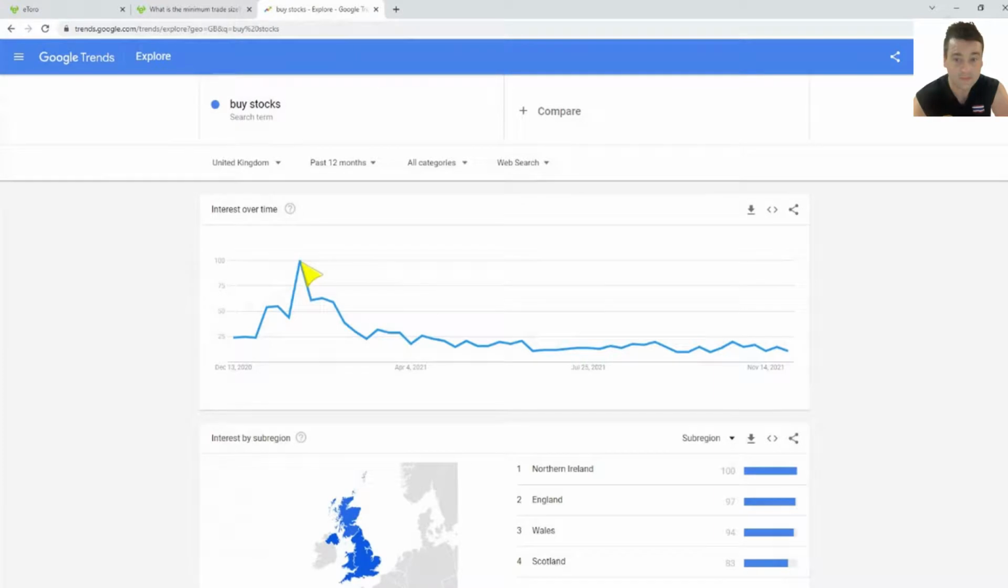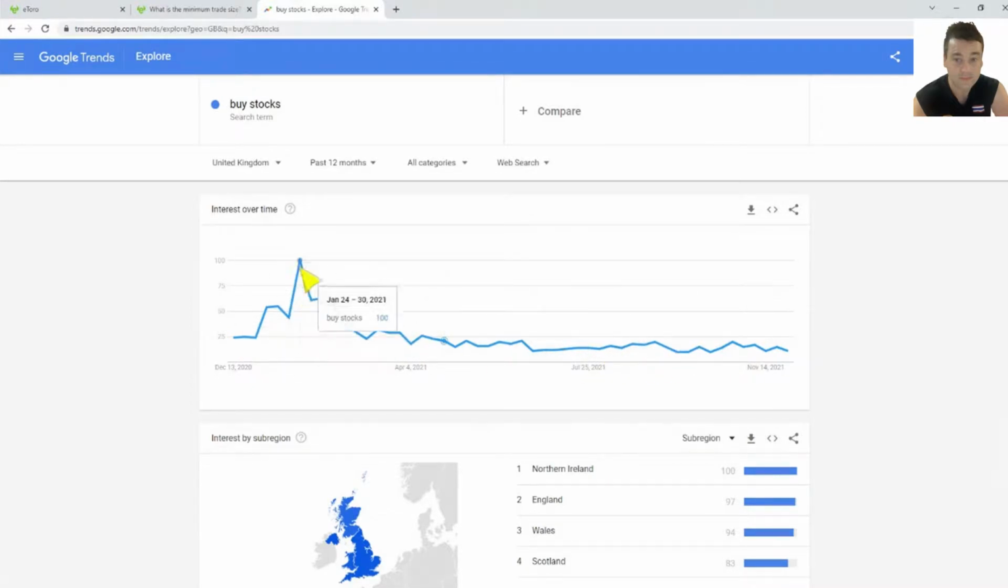And also, the reason why is the massive spike over the last year when everything was happening. If you come to Google Trends and put in buy stocks for the UK, you can see last January there was a massive amount of interest in buying stocks, but now it's dropped way, way down. I can even see it with my YouTube channel. In January of last year, you can see here there was a massive spike in interest in buying stocks, but that has all come back down.